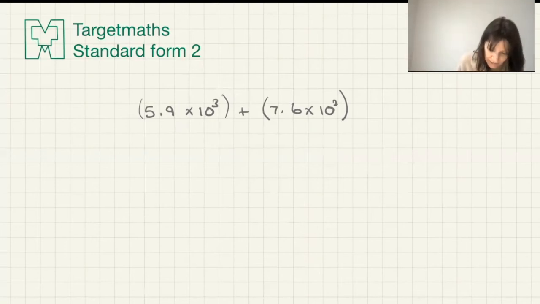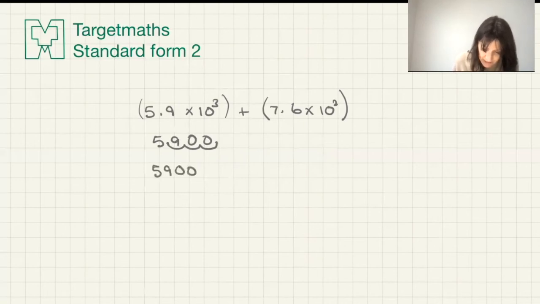So let's take a look at the first one. We've got 5.9 times 10 to the 3. So we are going to make this number bigger, 3 places, 1, 2, 3. Got a couple of zeros to fill in. So this number is 5,900. So I've got 7.6, which I'm timesing by 2. So 1, 2. So that number is 760.